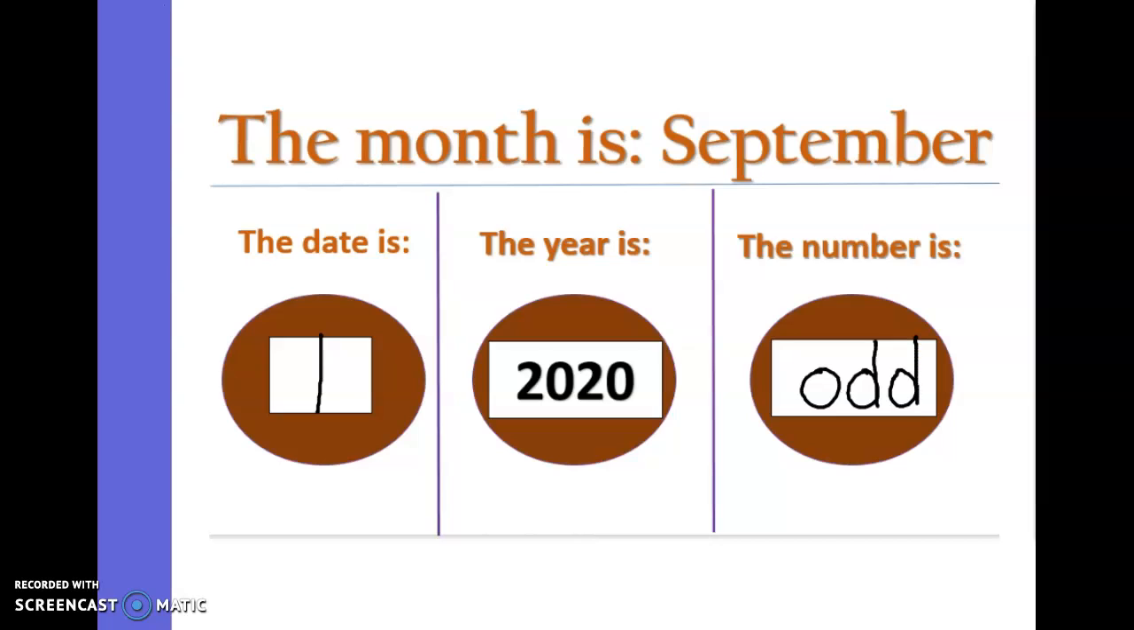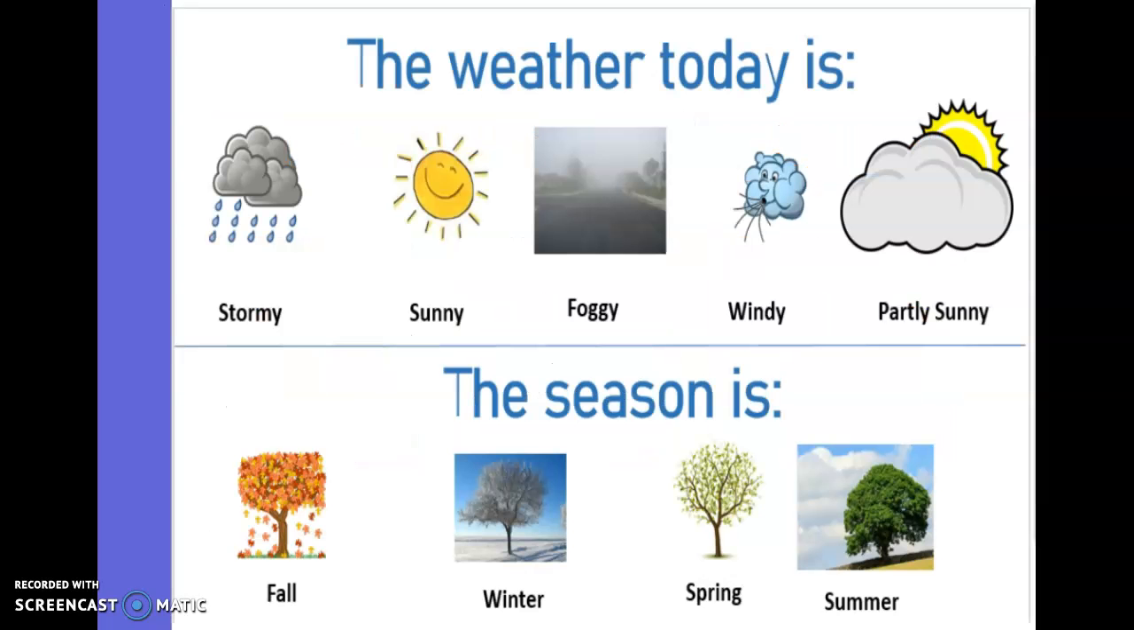So what I did was I made a circle and then I took a line and went from top to bottom. So the month is September. The date is 1. Today is the 1st. The year is still 2020. The number 1 is an odd number. So then we go to our next slide.